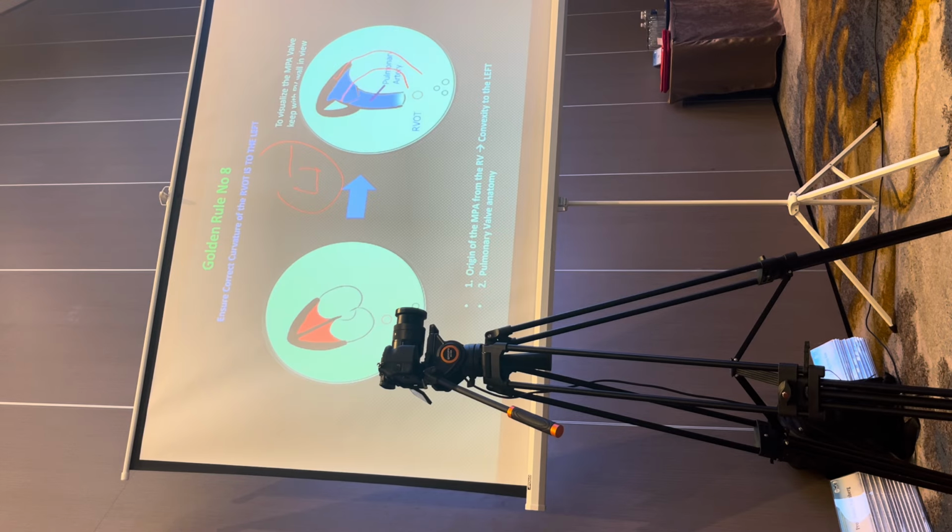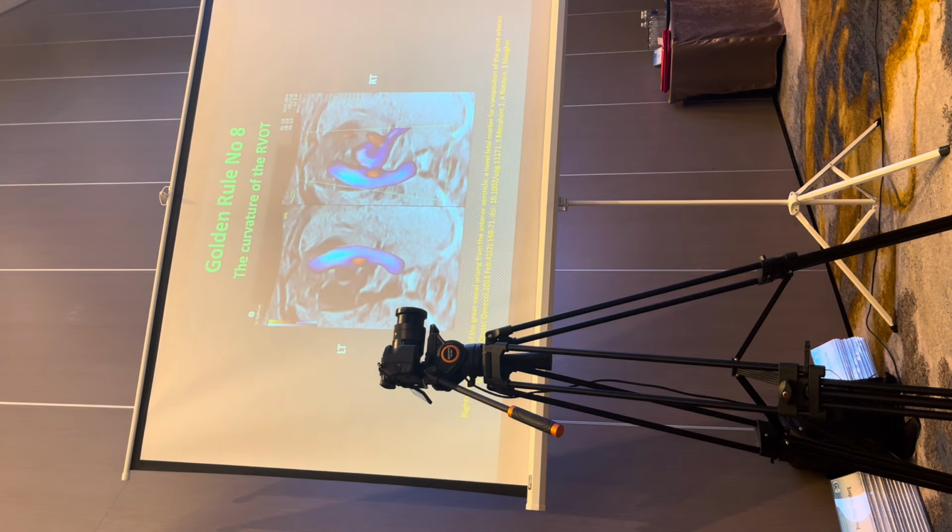If every single day you do a scan and you look at what happens when you sweep from a 4-chamber up to the 3-vessel view, you will appreciate the curvature of the pulmonary artery coming out of the right ventricle. This shows what it looks like with TGA. This shows what it looks like normal.